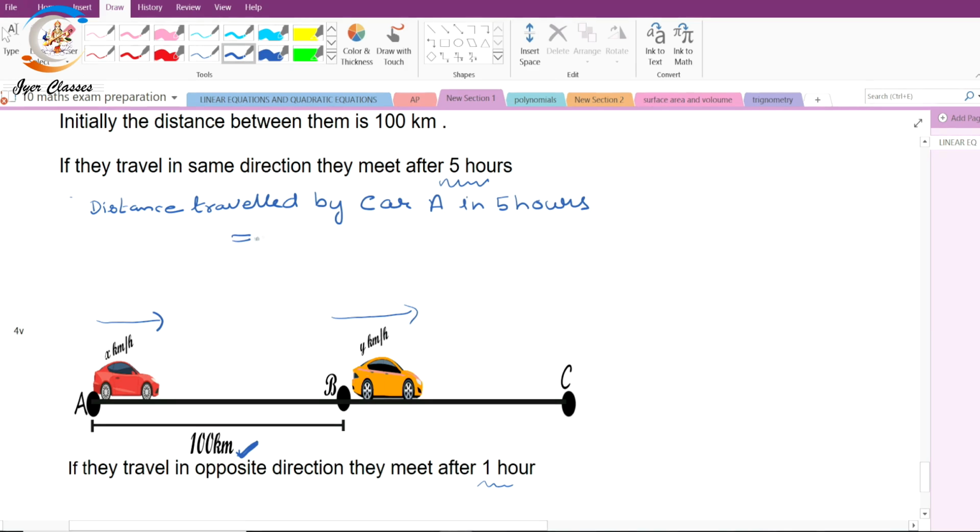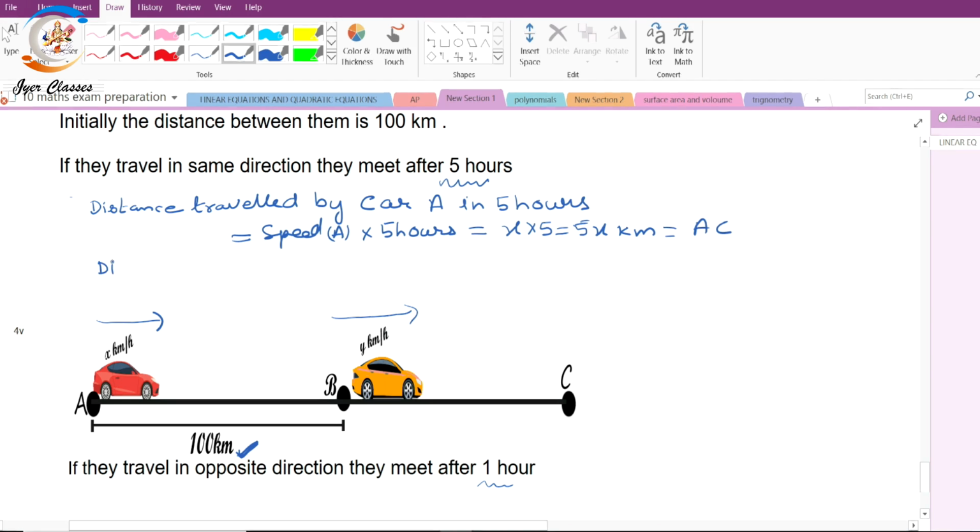We know it is equal to speed into time, right? Speed A multiplied by 5 hours, right? What is the speed of the car A? I have taken it as x kilometers per hour. So x into 5, that is equal to 5x. That much of kilometers, and the distance which is traveled, that is equal to AC.